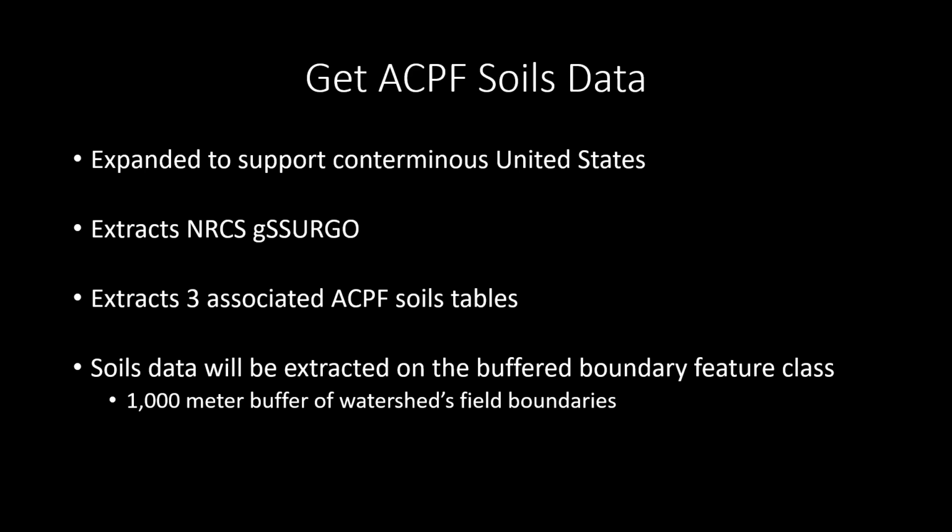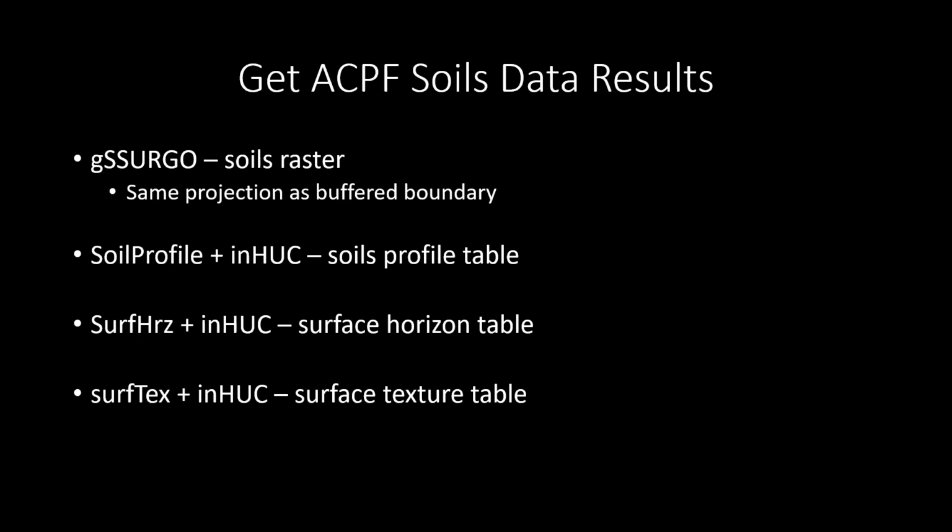Additionally, the 3 associated ACPF soils tables will be extracted from the map units found in the output soils raster. The soils data will be extracted to the boundaries of the input buffered boundary feature class. Traditionally, this is the ACPF buff feature class, which was established as a 1,000-meter buffer around the watershed's field boundary feature class.